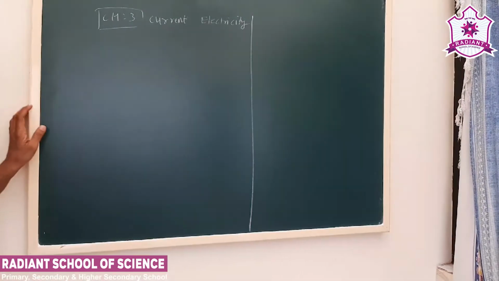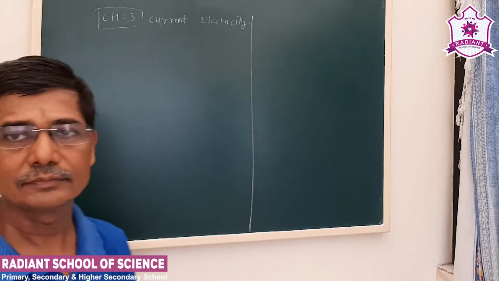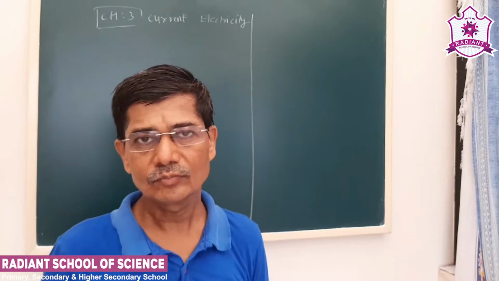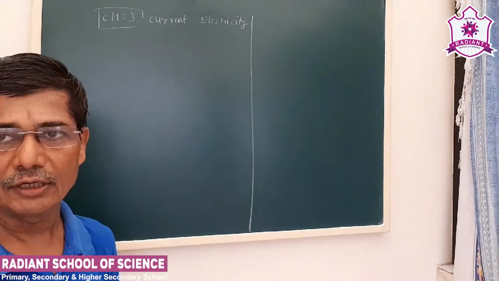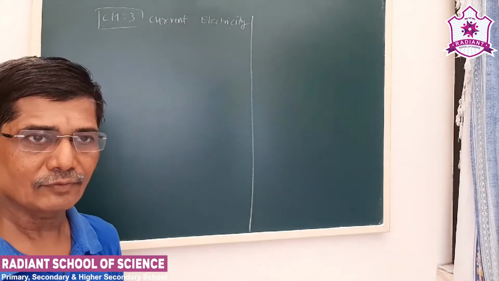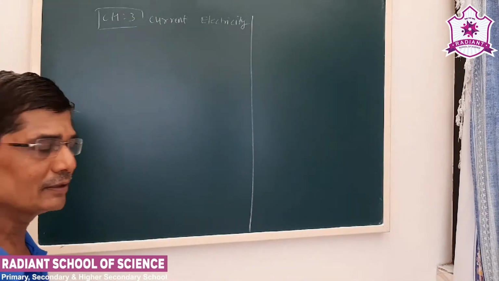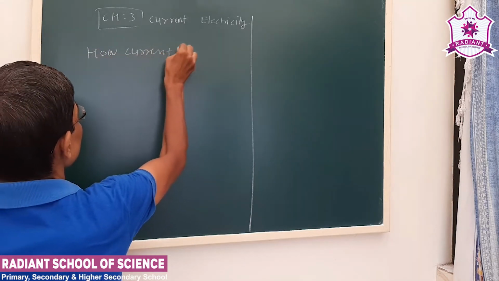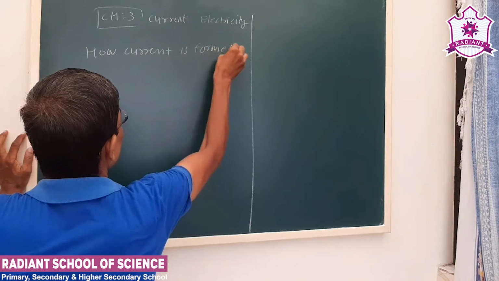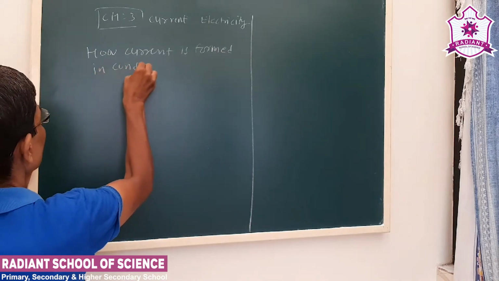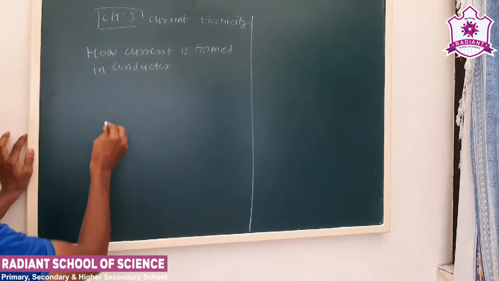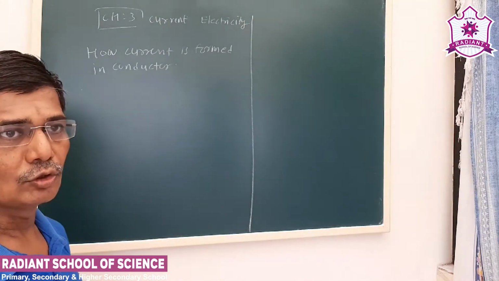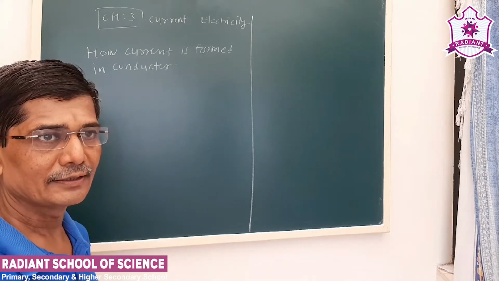Today we see how the current is formed in the conductor. In the beginning of the lesson, we have seen whenever there is a unidirectional flow of the charges, electric current is formed. So let us see how the current is formed in the conductor. Now let us say there are two possibilities here. First, we see there is no external field present.